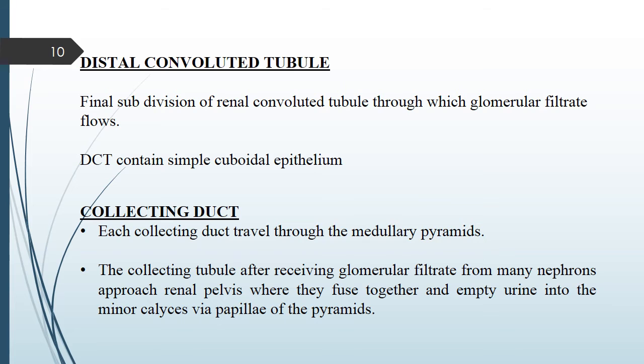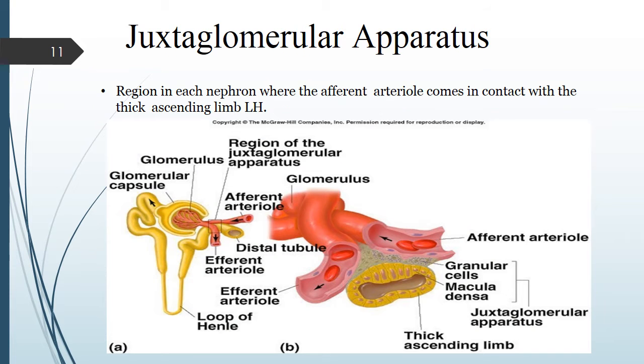Next, we are going to discuss the juxtaglomerular apparatus. It is the region in each nephron where the afferent arteriole comes in contact with the thick ascending limb of the loop of Henle. In the picture, we can see the thick ascending limb of the loop of Henle, containing cells known as the macula densa, and the afferent arteriole, which contains cells known as the juxtaglomerular cells, and together these form the juxtaglomerular apparatus.